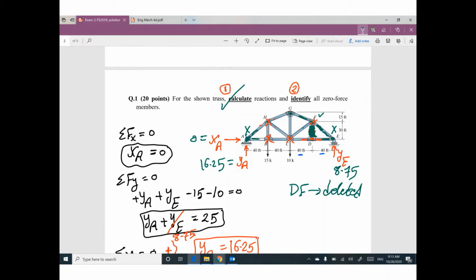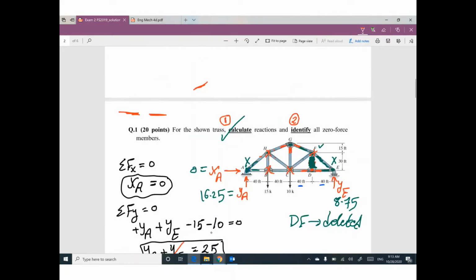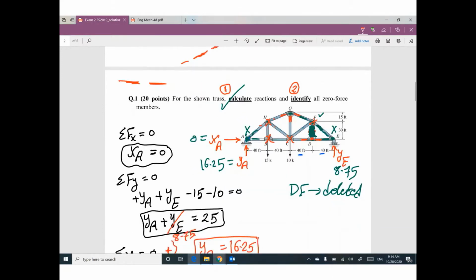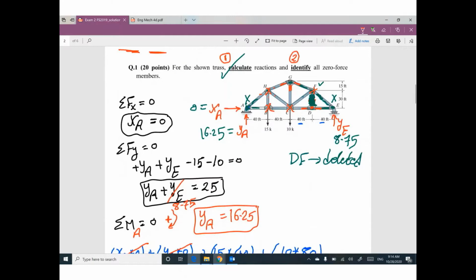We have 3. 1, 2, 3. 2 of them are collinear? No. Collinear means the same line, like this or like this. The same line, the same line. So I believe if you search for this truss, the only member which is 0 force member is member DF.